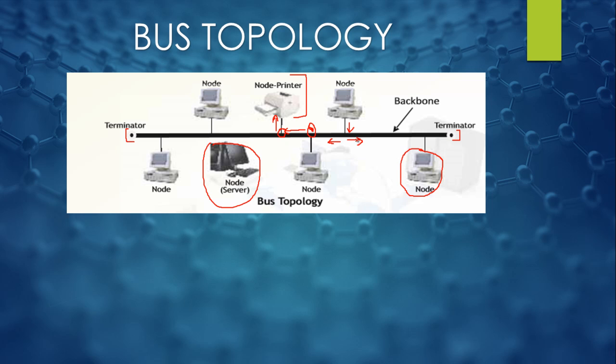But what happens to the other side where the same command goes? When the same command goes to this side, it comes to this system, which rejects this data because it does not belong to it. Then the signal again moves forward, and at the end point there is a terminator fitted at the end of the cable. What is the purpose of this terminator? This terminator will absorb the signal which comes at the end.